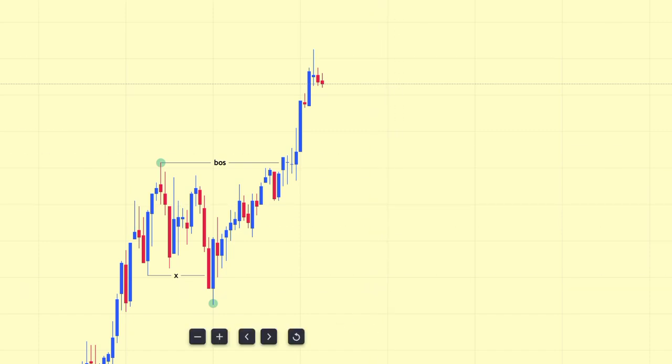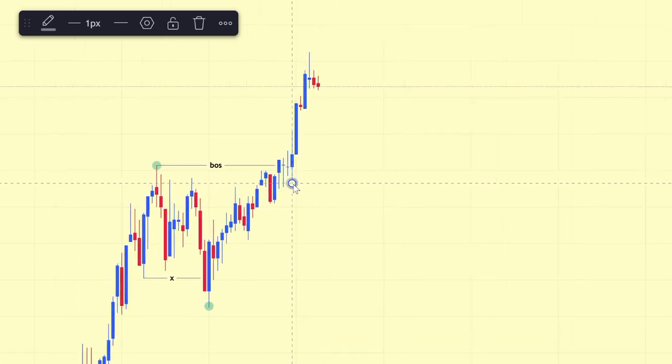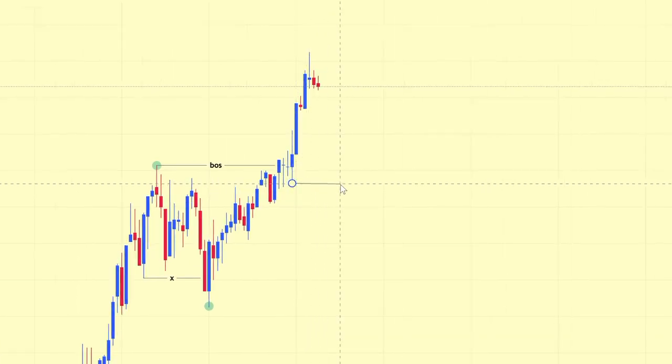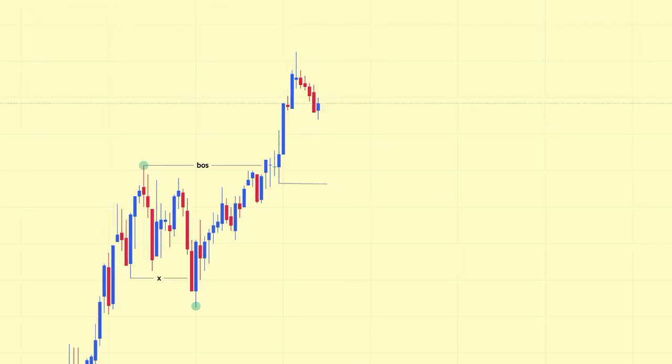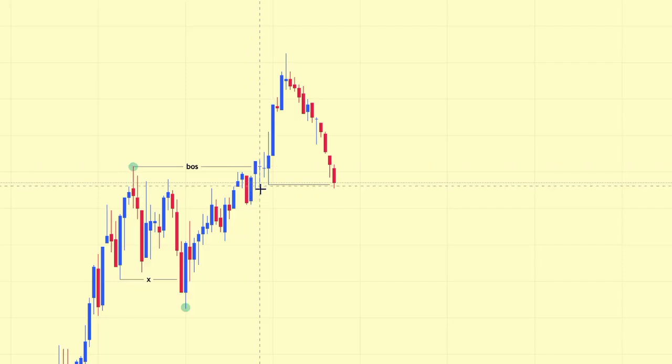Of course, after that, the next step is identifying the inducement. And you can clearly see that this here is the major inducement. Why major? Because it occurred after the break of structure. All right, so exactly right there, that's our inducement. This here is the part that caused the break of structure.